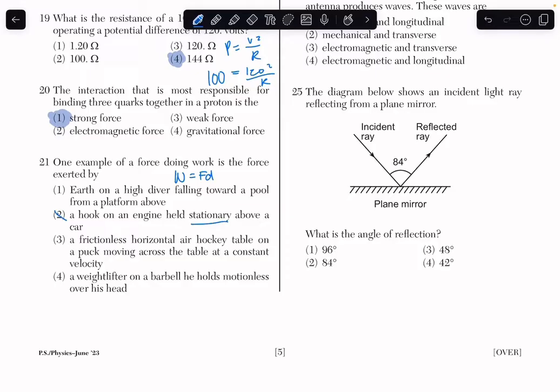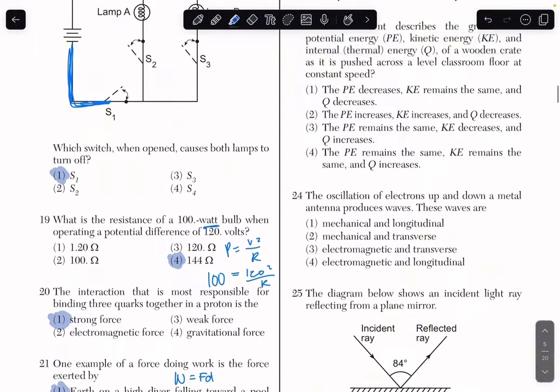3. A frictionless horizontal air hockey table with a puck moving across the table at constant velocity. So constant velocity. Remember, work equals force times distance. There's no force happening in number 3 because the net force, F net, equals 0. Remember, if it's constant velocity, it's 0. So that means that there's no work happening there. Number 4, a weightlifter holds a barbell motionless over his head. Motionless. Nothing's happening, no moving. That means it's not 4 either, it's number 1.